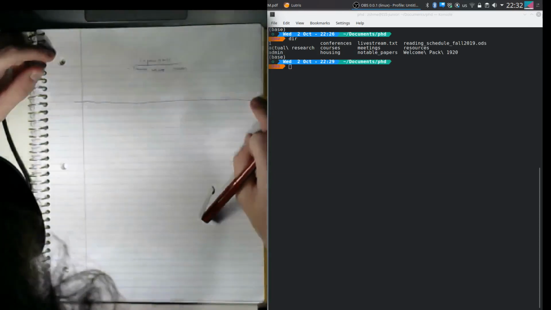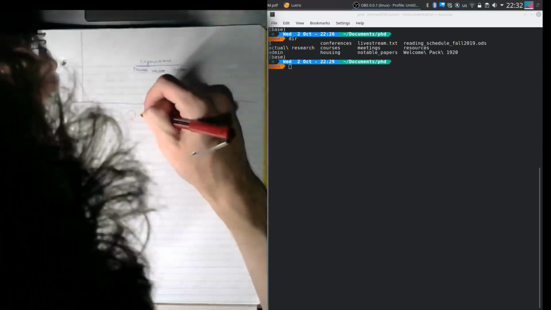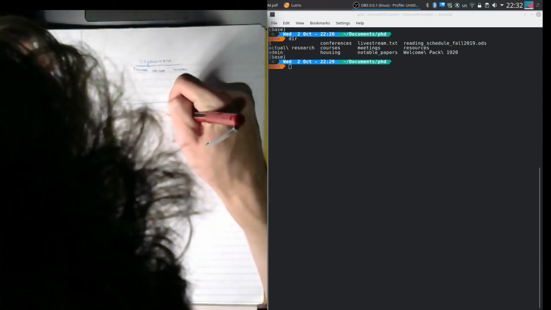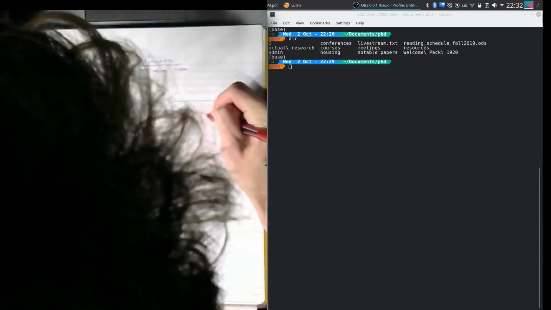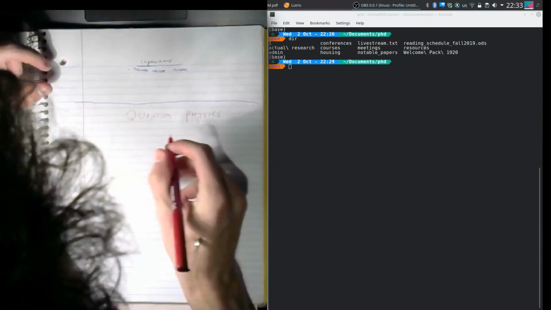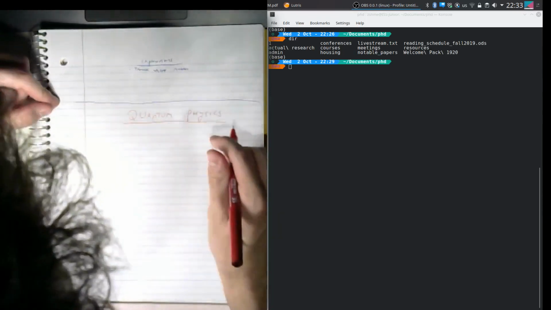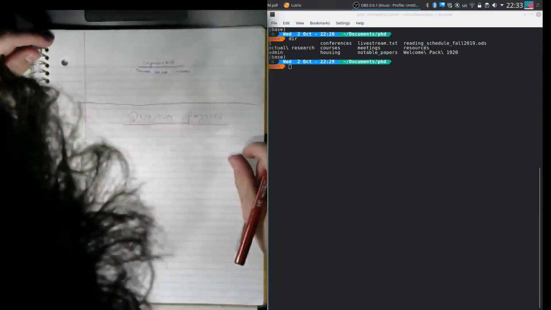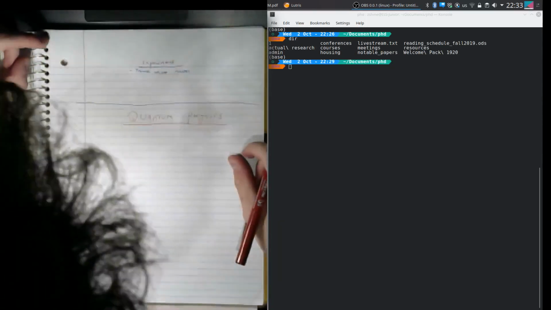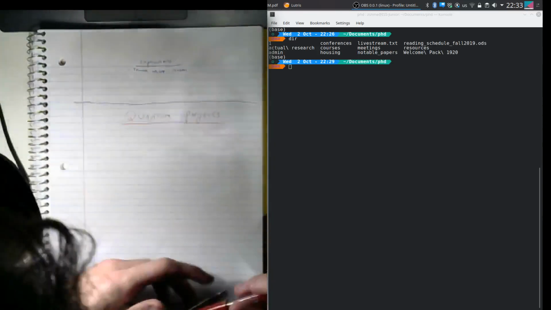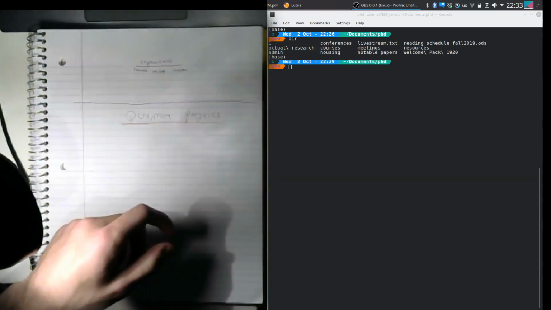So, quantum physics. Let's talk about it. I like how I started that sentence kind of outlining what this session was going to be about, and then ended it with starting a session on something completely different. But this is a work in progress.